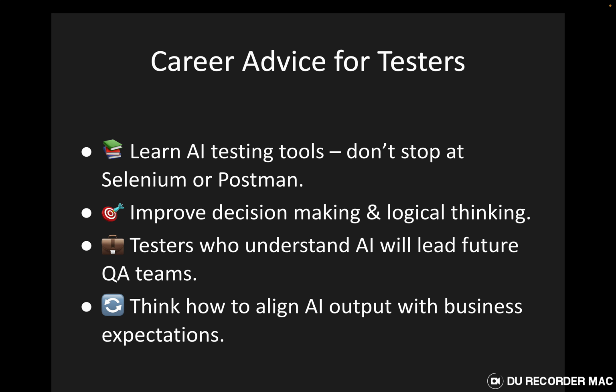What is decision making? You want to know what test cases to write, what the coverage is, and where the decision should be. That is decision making. Logically, if there are 4 buttons, which button to go first, which one I want to test, and which drop down I want to select. That is logical thinking. And testers who understand AI will lead future QA teams.